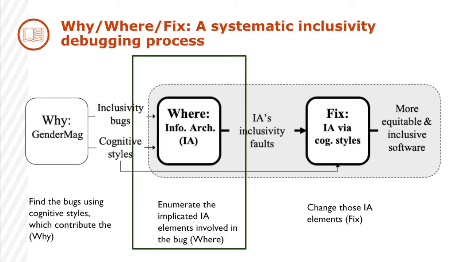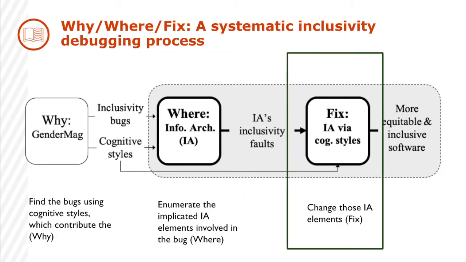After finding a bug, the next step in debugging is to figure out what and where a bug's causes are, referred to as faults in software engineering literature. We define an inclusivity fault as the user-facing component, for example, a UI element or user-facing documentation, or workflow of the system that produced an inclusivity bug. Once we've enumerated the implicated IA elements involved, we go to fixing, which is about changing the IA elements by using also the cognitive styles that were the whys to create a more equitable and inclusive software.